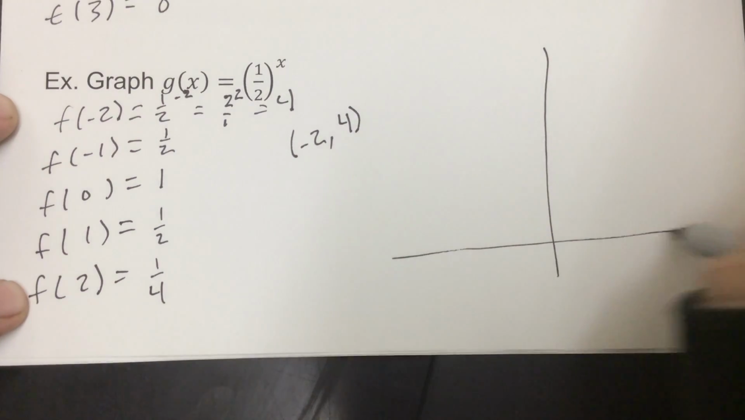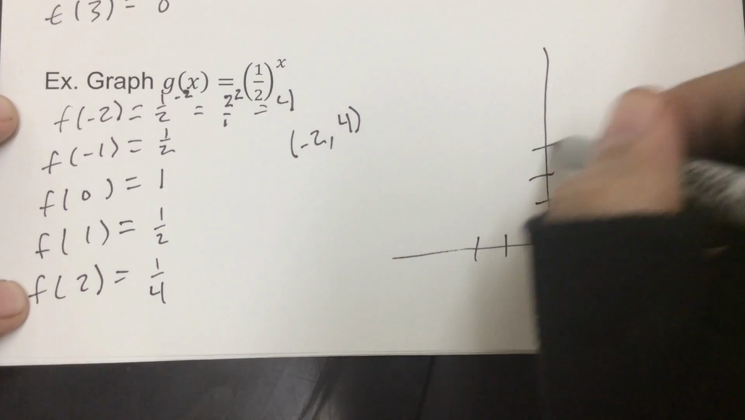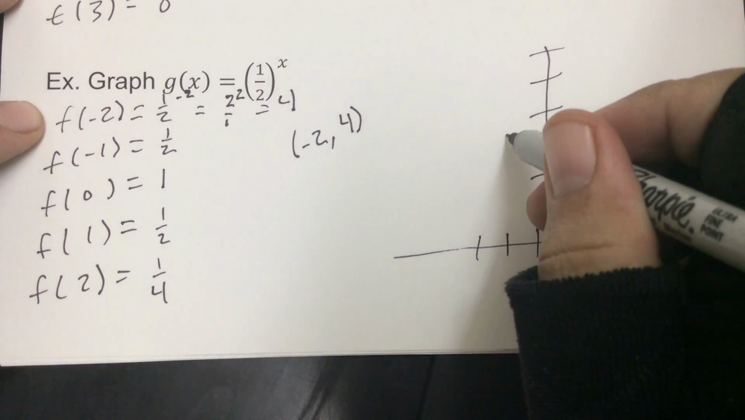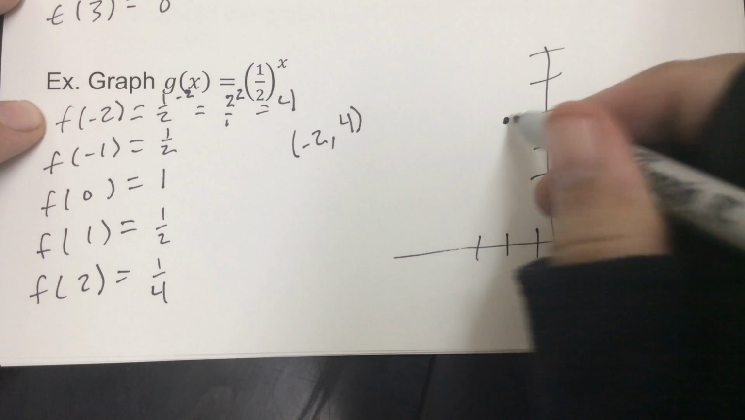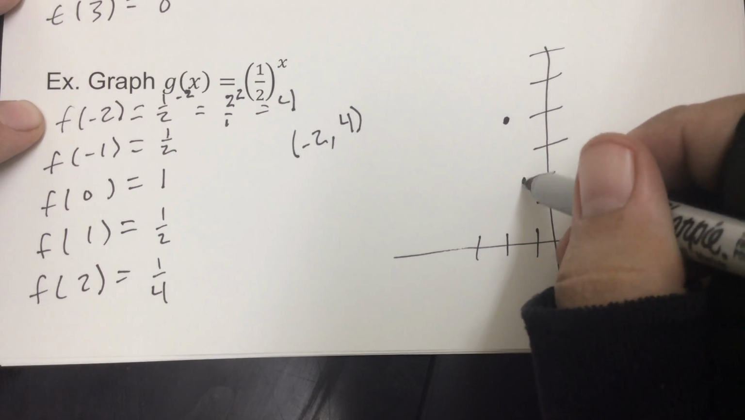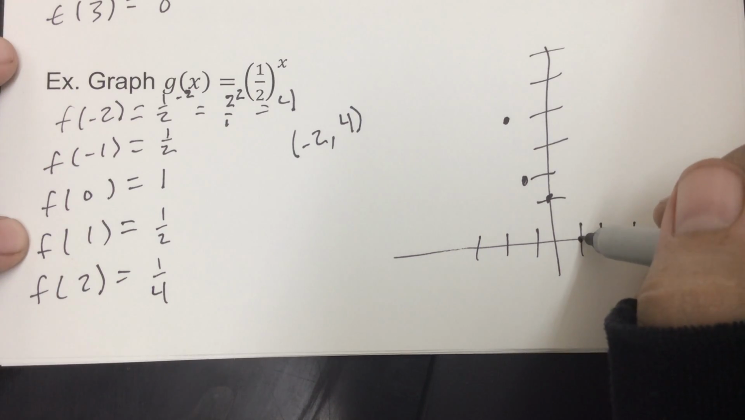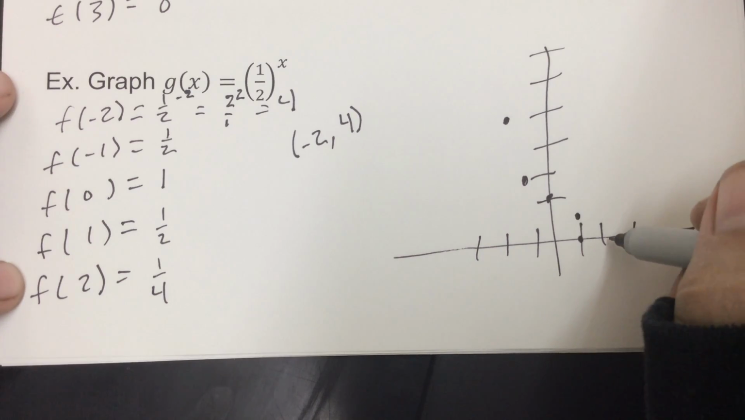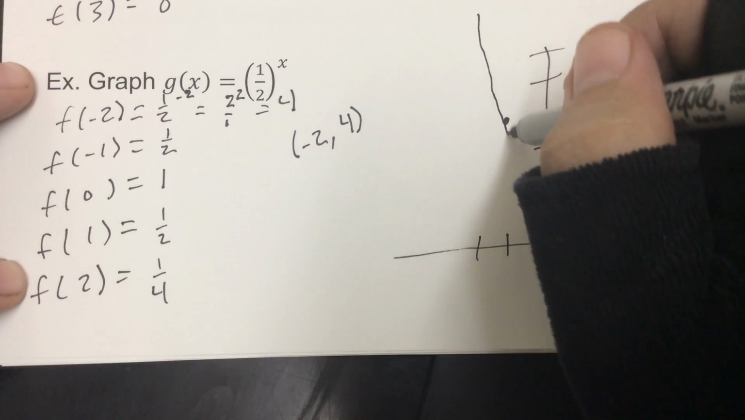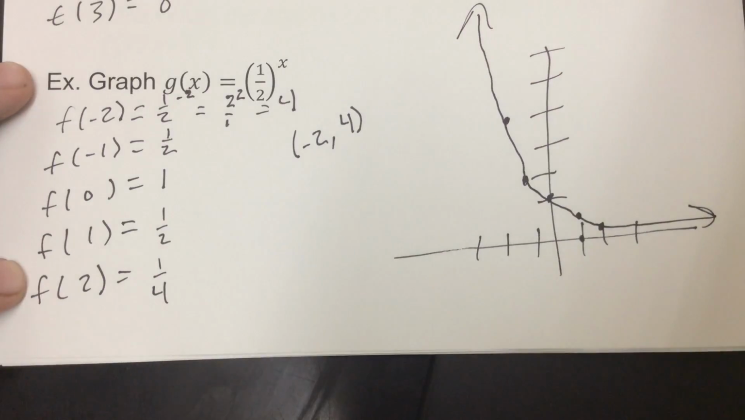So on this one here, 1, 2, 3, 1, 2, 3, 1, 2, 3, 4, 5, 6. At -2, I'm going to be at +4. At -1, I'm going to be at 2. At 0, I'm at 1. At +1, I'm at a half. At 2, I'm at a 4th. And so now our graph is coming here, leveling out there. So it's going to go the other way.